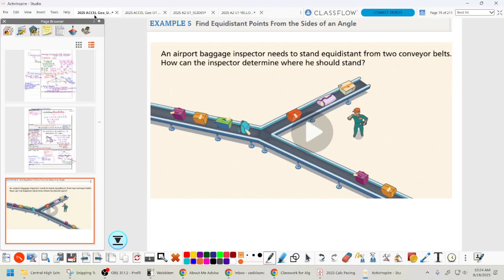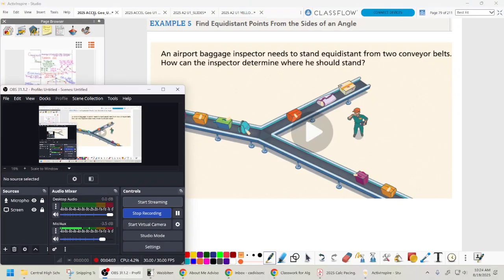Is this a perpendicular bisector problem? That's what I want you to think about. My question again, is this a perpendicular bisector problem? Okay, we'll answer that when we come back.